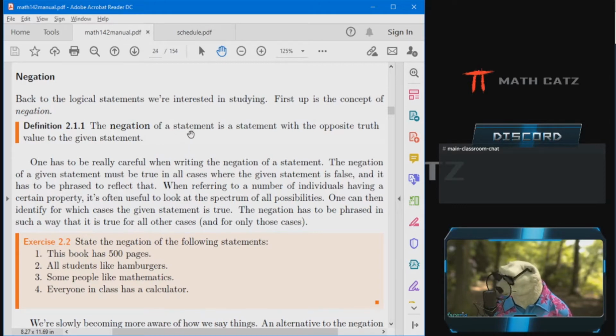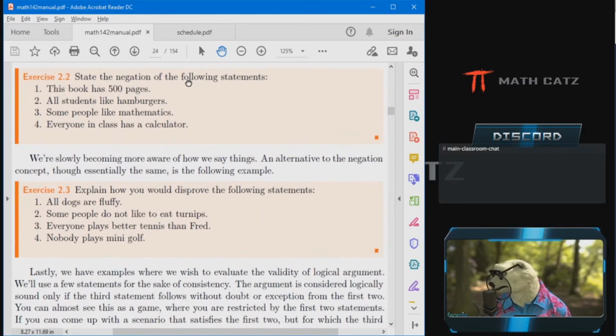So I have a statement. Remember, that's always a sentence that can be evaluated as true or false. The negation of a statement is another statement, sort of paired with it, and it has the opposite truth value to the given statement. So, in a sense, the opposite statement. Now, I can look at my exercises to help me practice a little bit.